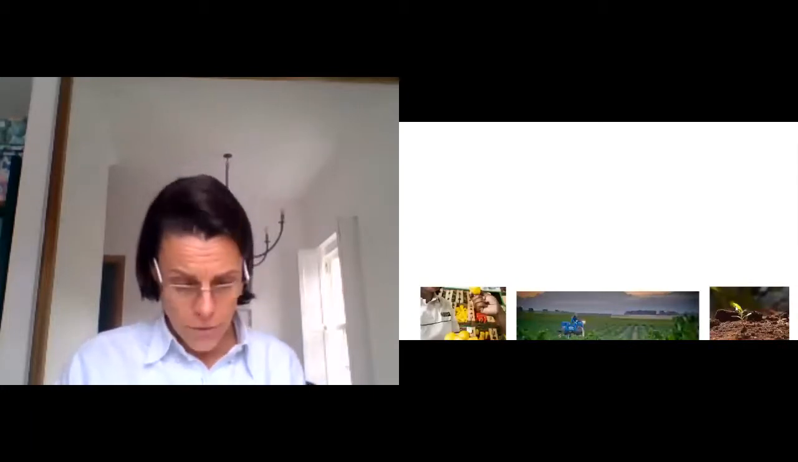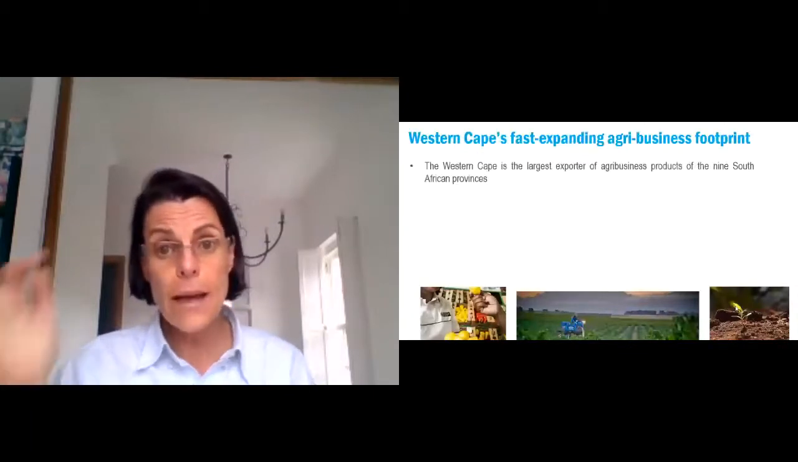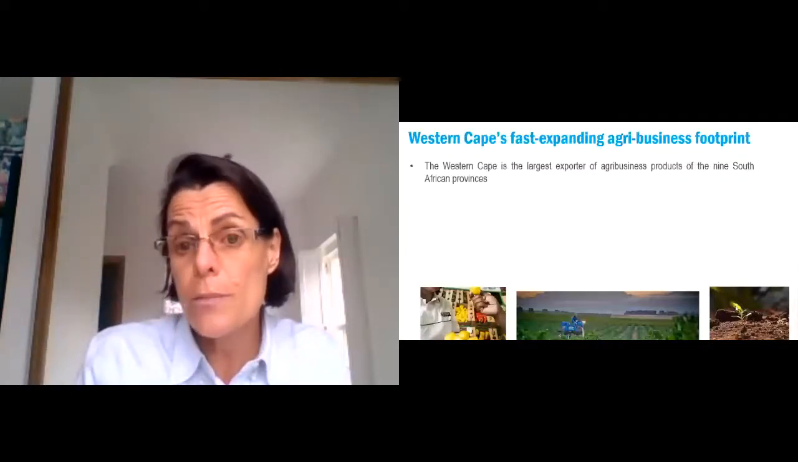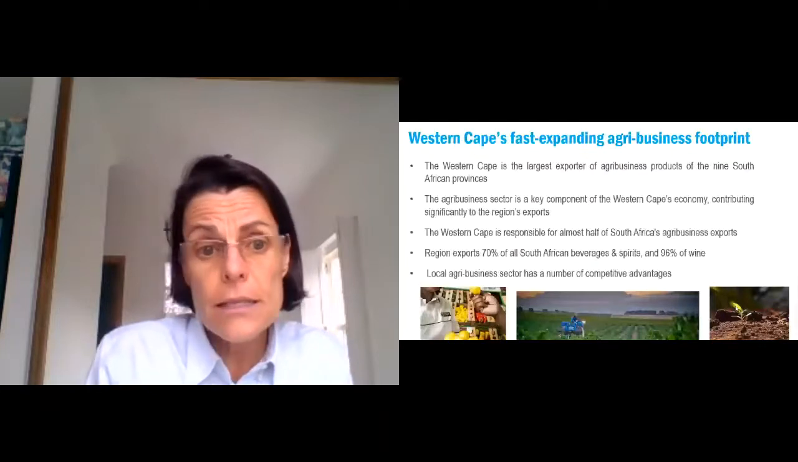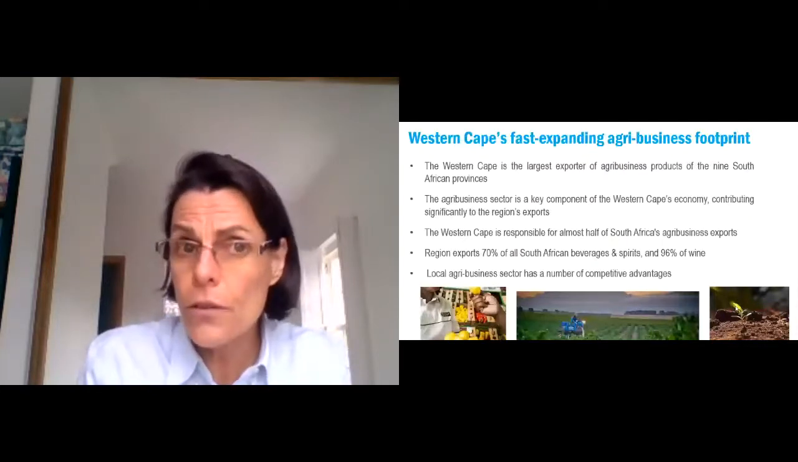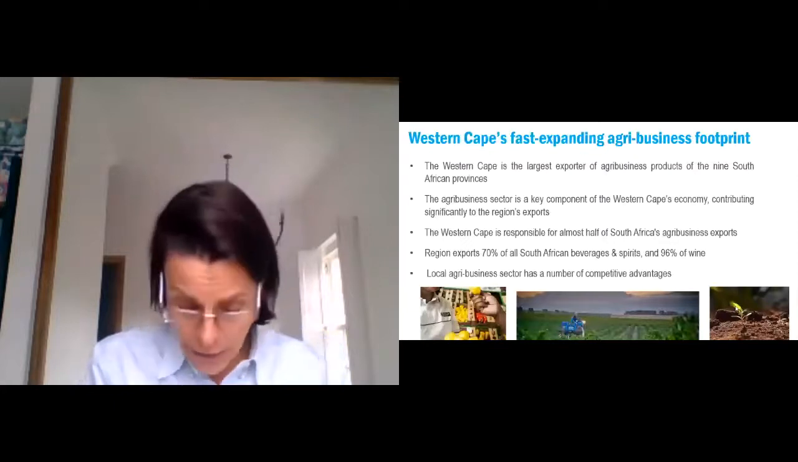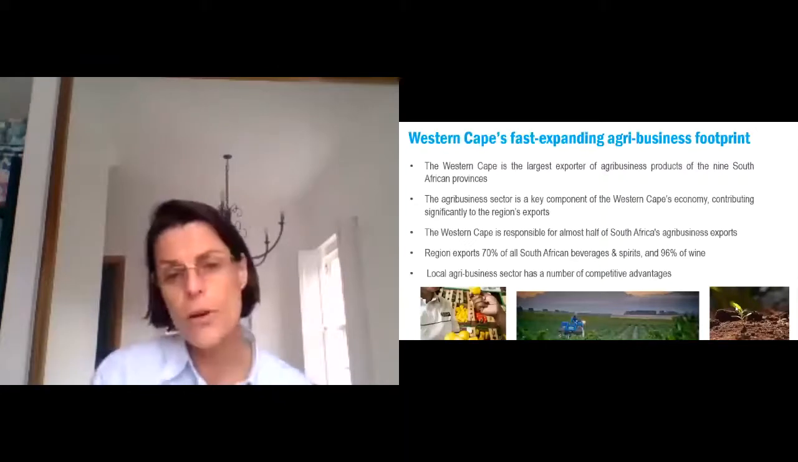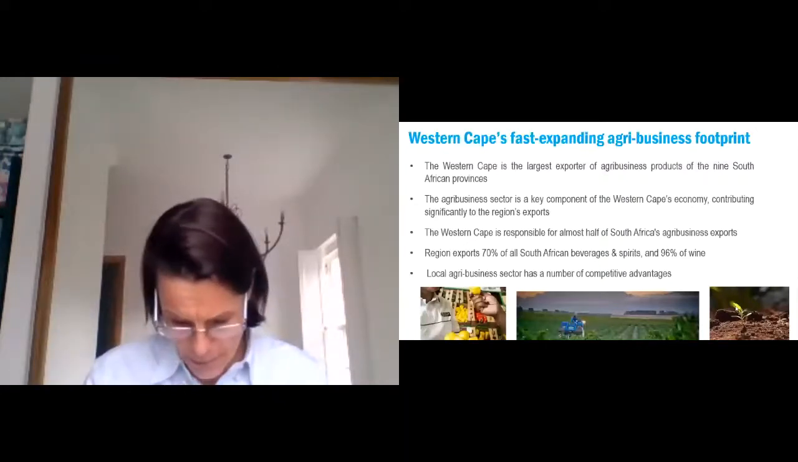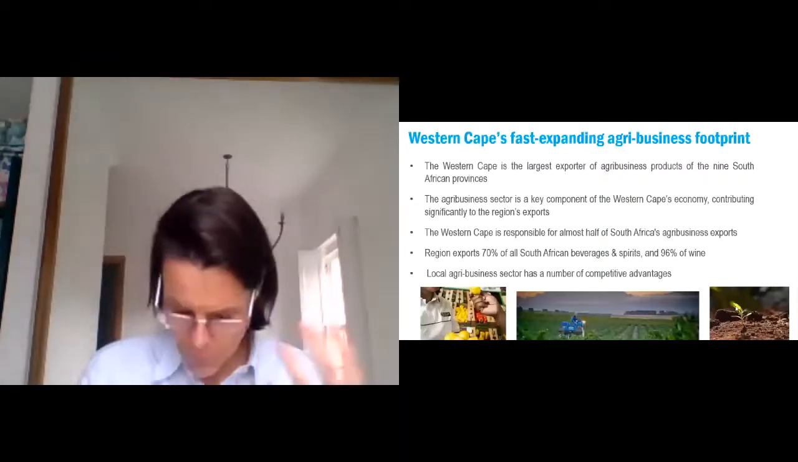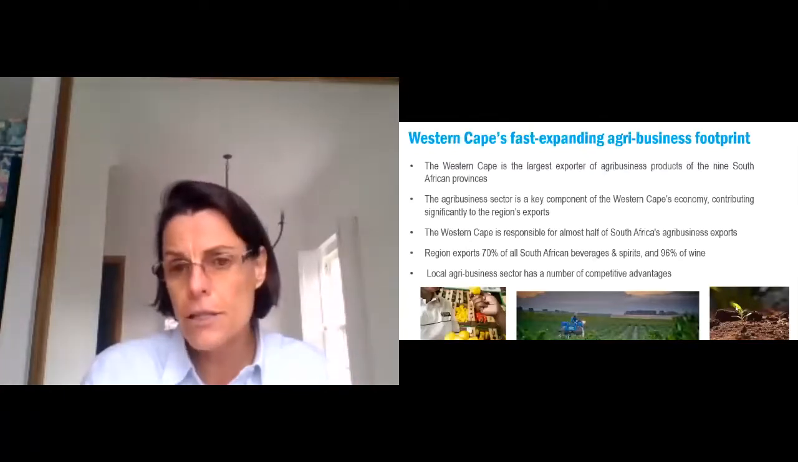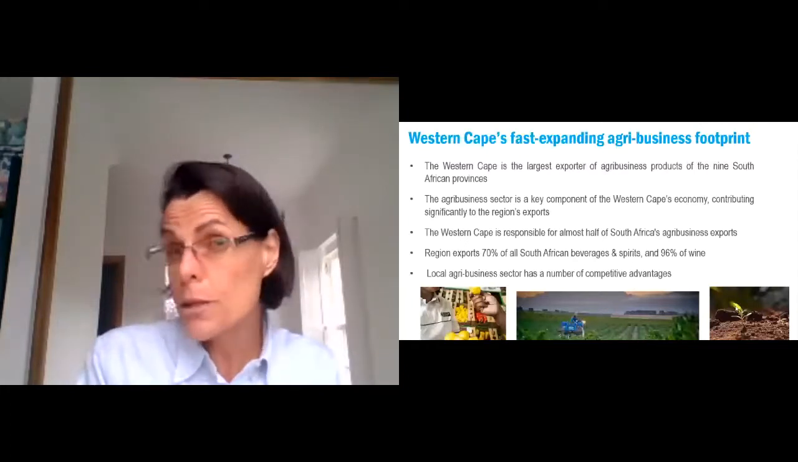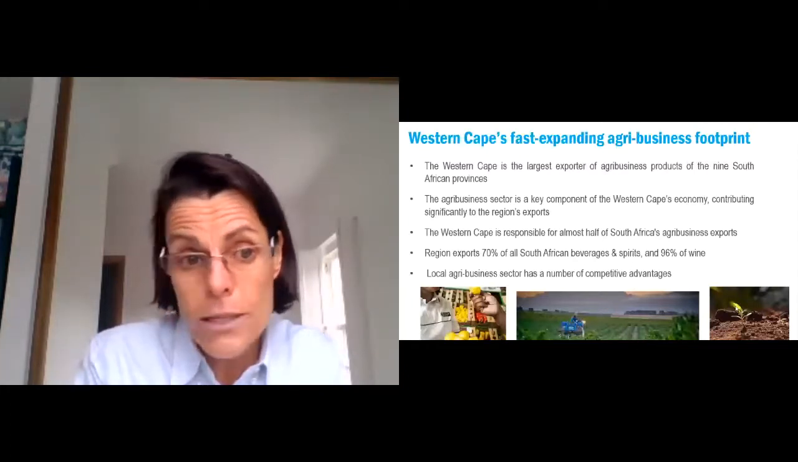The next slide just touches very briefly on the expanding agribusiness footprint. And the Western Cape is the largest exporter of agribusiness products of the 9 South African provinces. It certainly is a key component of our local economy, and it contributes significantly to the region's exports. And the region also hosts many businesses that operate at various points in the agribusiness supply chain, including inputs, production, processing, marketing and distribution of products as well. And the Western Cape is responsible for almost half of South Africa's agribusiness exports.